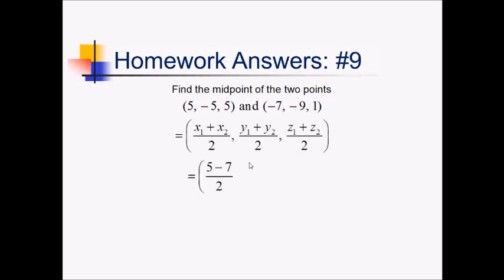For this problem, we're trying to find the midpoint of these 2 points in three-dimensional space. So we use our super midpoint formula, which we're basically just averaging the x, y, and z values. So we've got the x values, 5 plus negative 7 over 2. And then the y values, negative 5 minus 9 over 2. And finally, the z values, 5 plus 1 over 2. Going through now and doing each of these, this is going to be negative 1. This will be negative 7. And for the z values, we have 3.